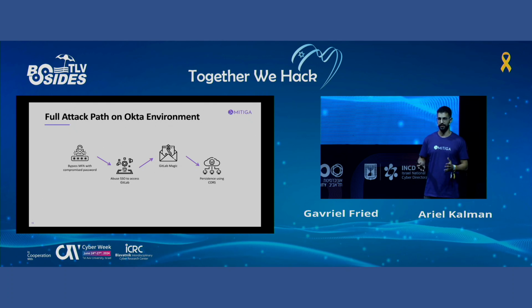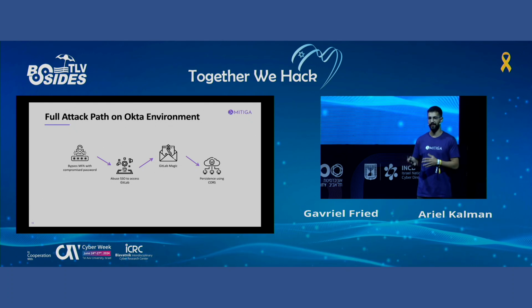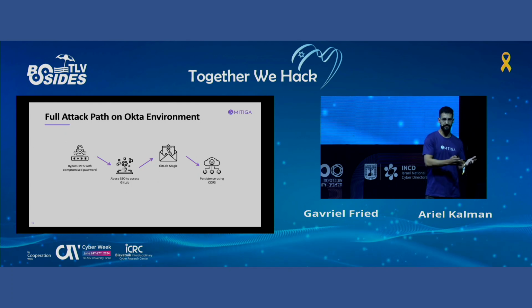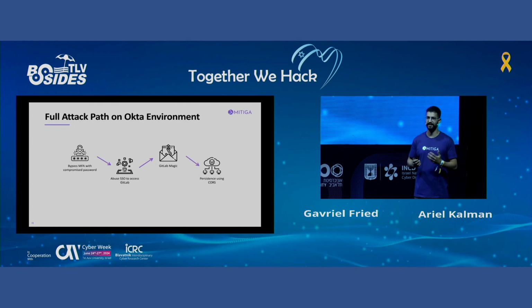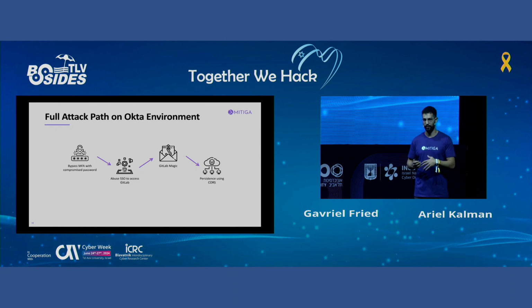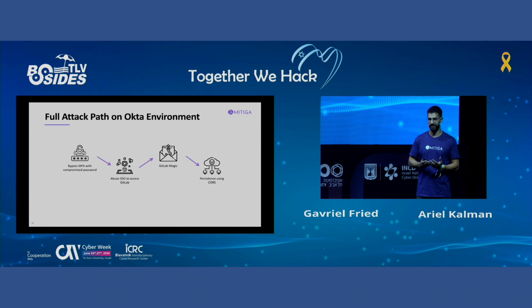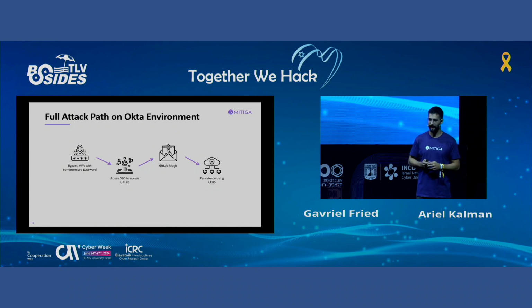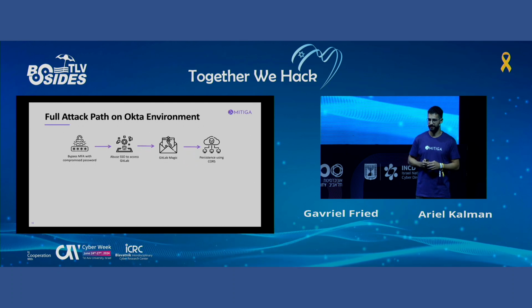The attack starts in Okta with user compromise and MFA bypass. It then abuses SSO to access GitLab. We'll skip the GitLab part for now, since Gabi will cover that later. Finally, we'll return back to Okta with elevated privileges and create persistence in a unique way. Let's dive into each step.